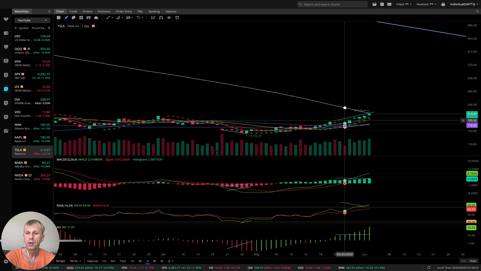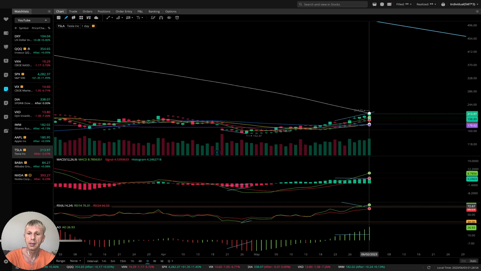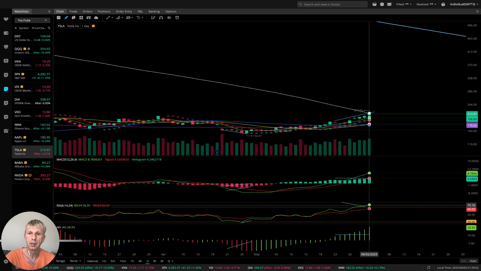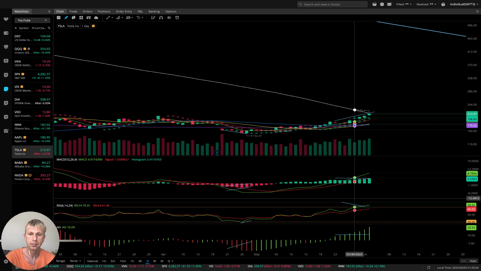On daily time frame, it's a bullish trend. Also RSI, on RSI Tesla is in a very overbought state. Bullish trend and overbought state on RSI, it definitely wants to have some correction.